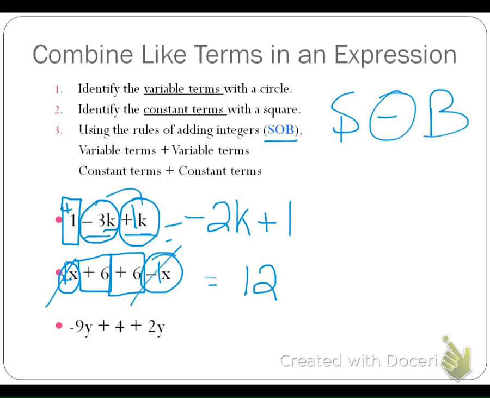Let's do your last example again. Identify your terms with circles and squares. Here you should have a variable term, a constant term, and a variable term. Then you're ready to combine your like terms. We have two variable terms that we can combine, so we need to use the rules of integers. Same signs add. In this case, they're opposite signs, so we have to subtract. 9 minus 2 is 7, but the bigger sign wins. 9's bigger, so its sign wins the sign war. Keep its last name of y.